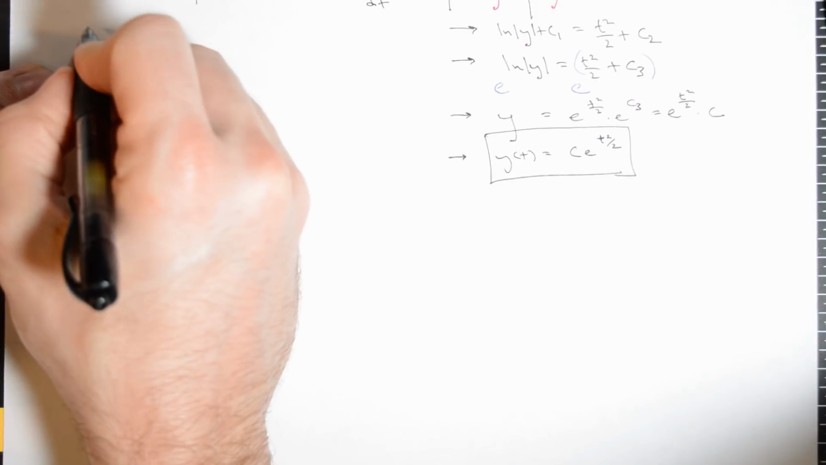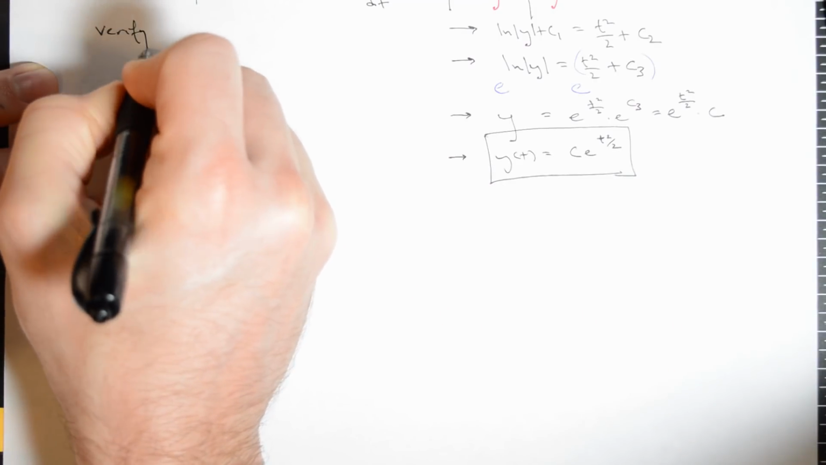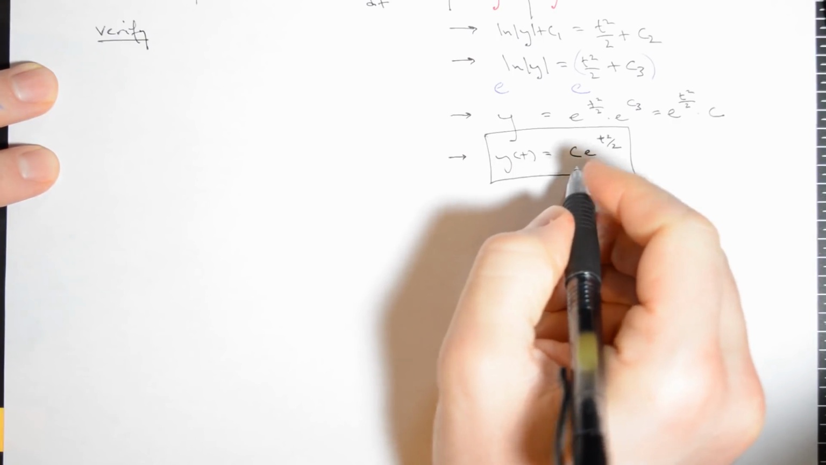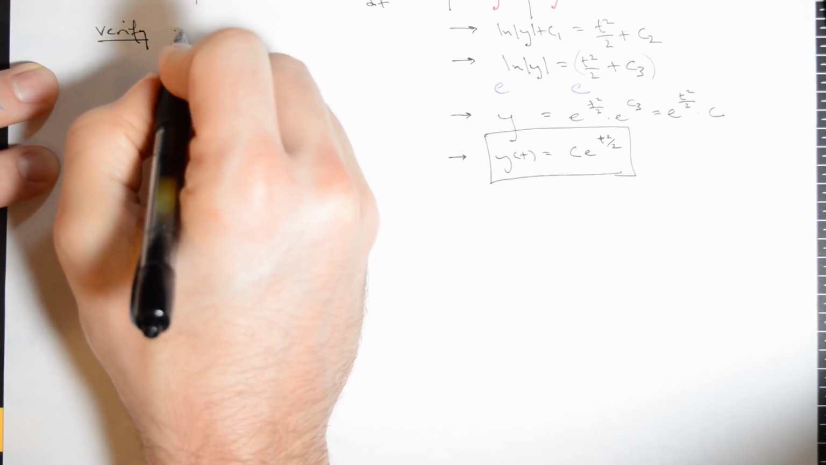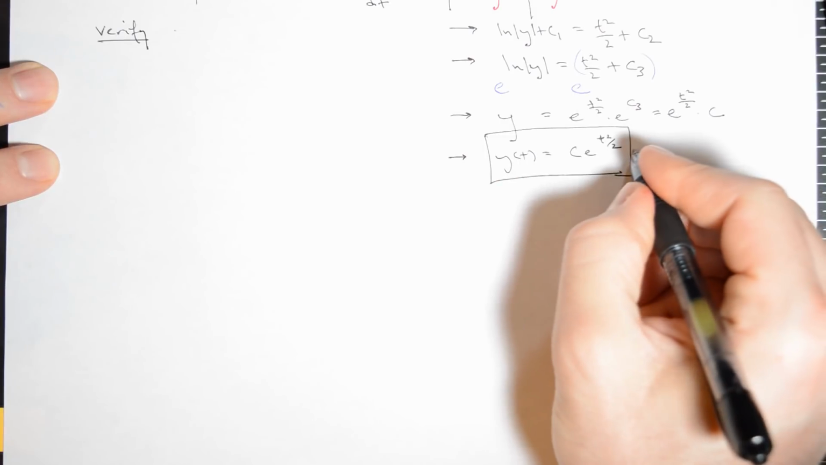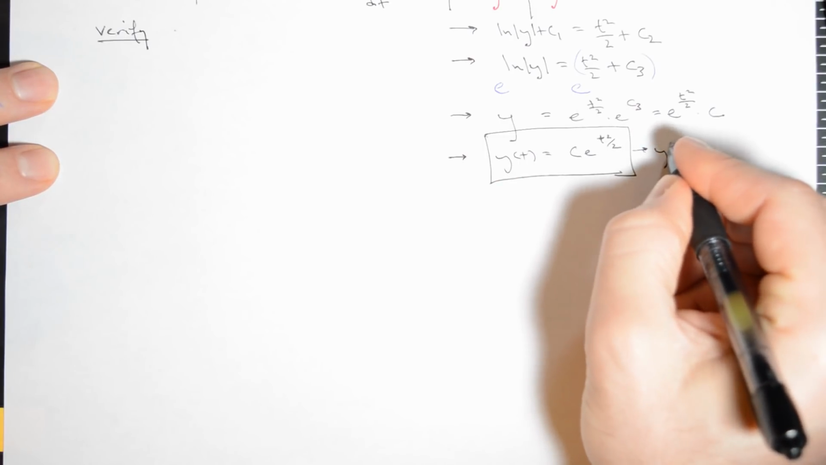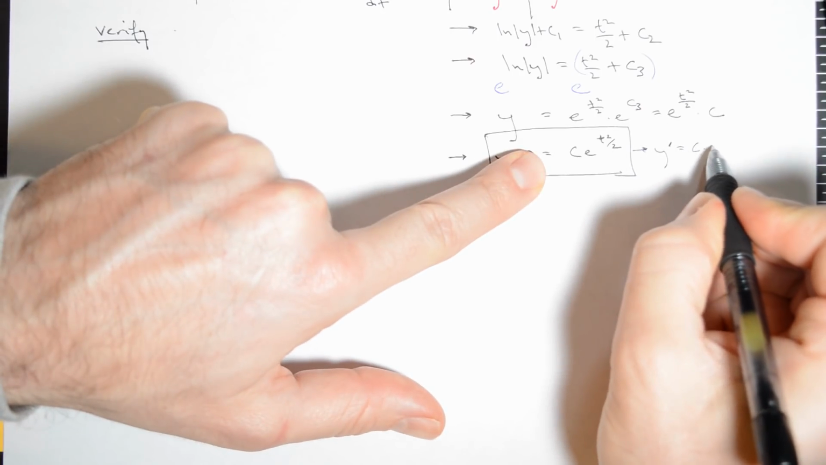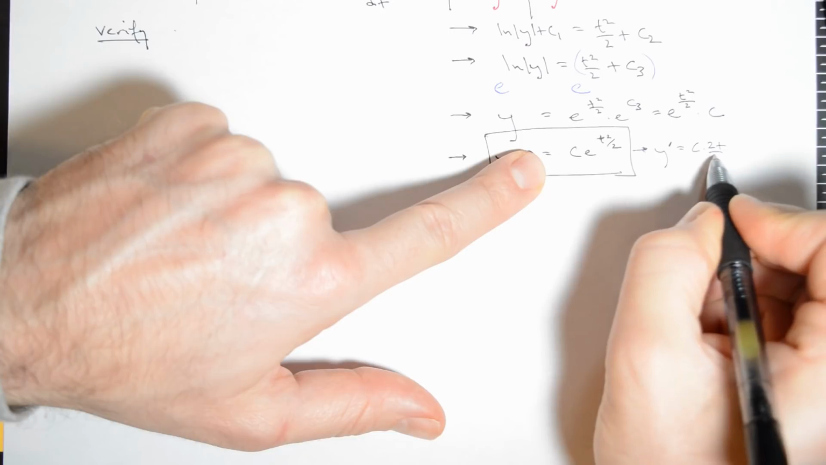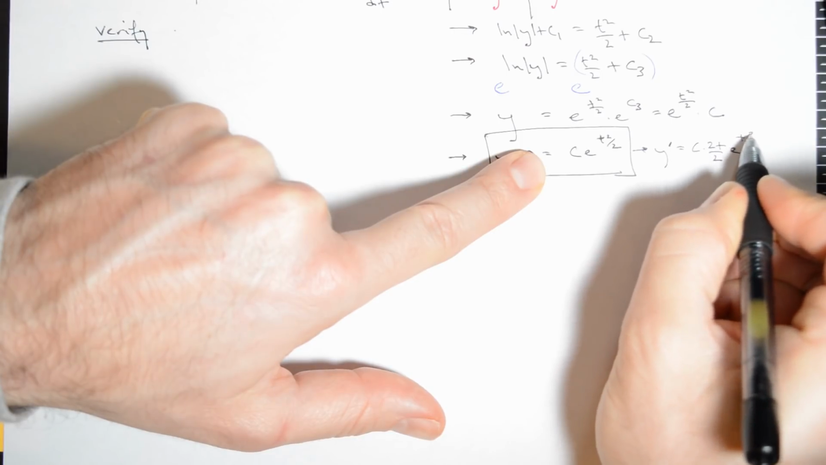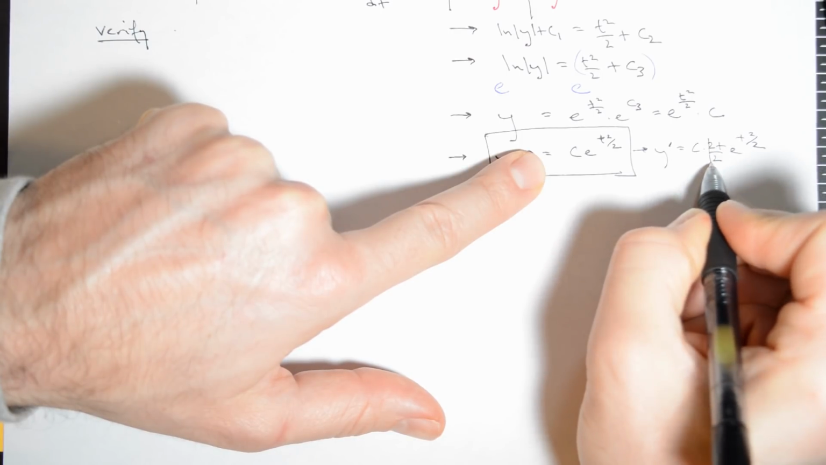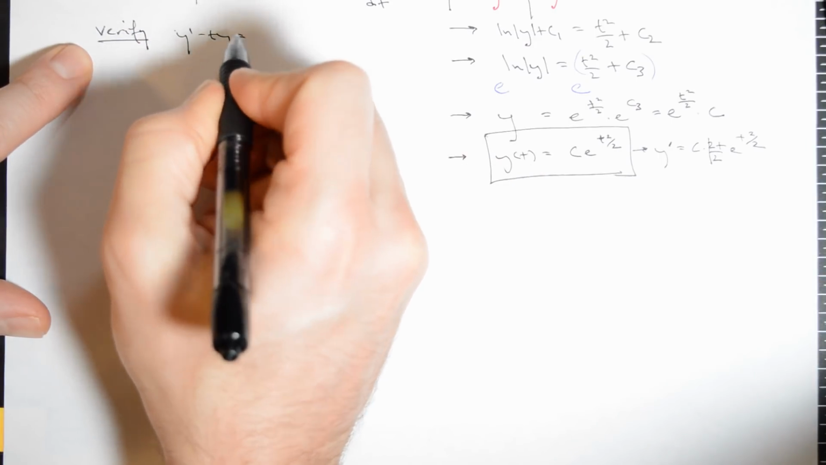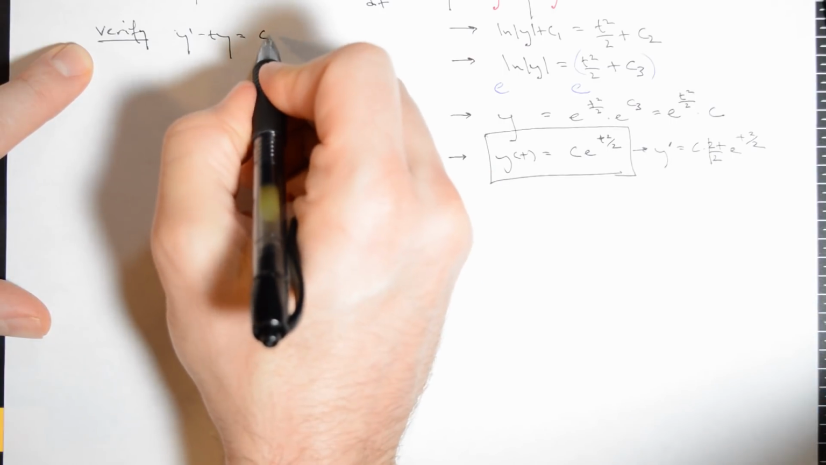We can, of course, also just quickly verify that this is in fact the correct solution. In order to do that, we should first compute our y prime here. Note that in this case we would have y prime equals c times 2t over 2 e to the t squared over 2. These 2's cancel.